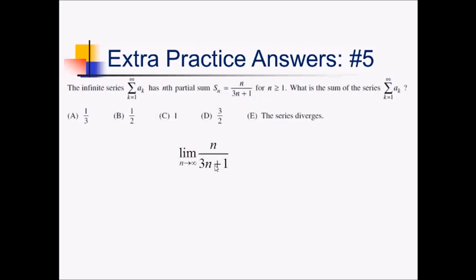So since I've got a 3n plus 1 here in this denominator, I can actually ignore that 1. Since my n is approaching infinity, I'm allowed to ignore the slower growing terms, or the not growing at all terms in this case. So this is really just n over 3n, which I can reduce to 1/3. So that ends up being the infinite sum of this series, which gives us answer choice A.